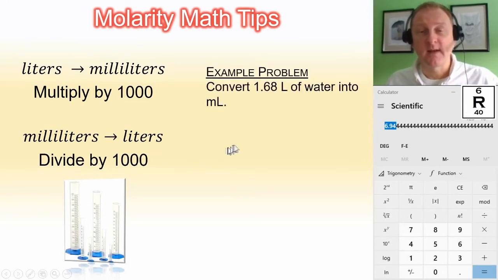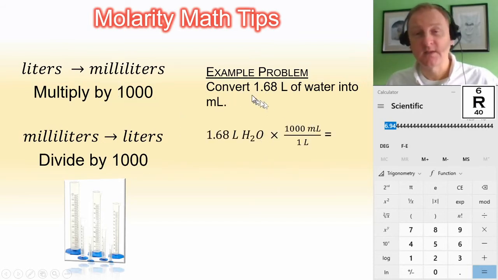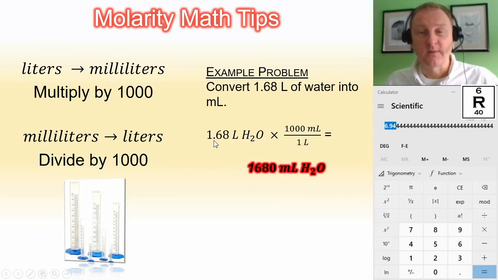Let's take a look at a practice problem. Convert 1.68 liters of water into milliliters. If I'm going to convert liters into milliliters, that would mean I'd multiply this number by 1,000. But if we set it up with dimensional analysis, we have 1.68 liters. And if I know that for every 1 liter of a solution, we have 1,000 milliliters in it, the liters cancel out. That's how I know to multiply by 1,000 and not divide. So we would just multiply by 1,000.